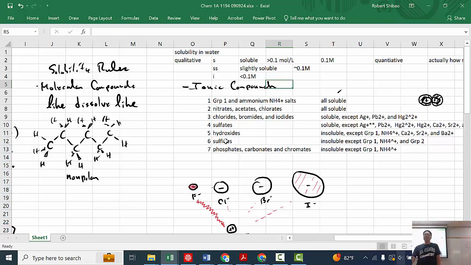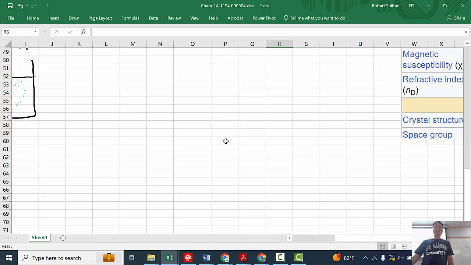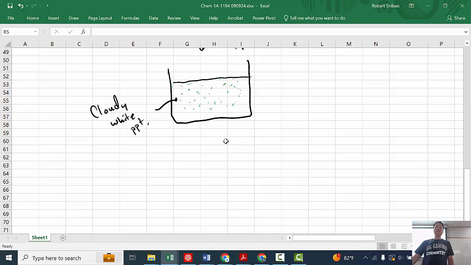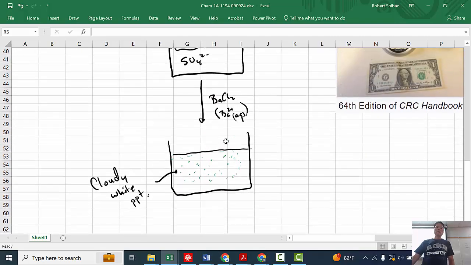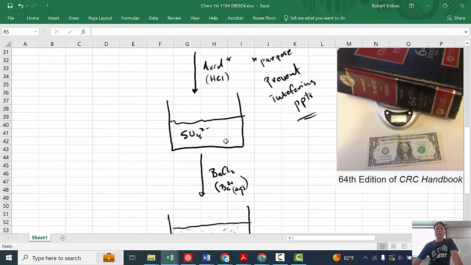So if I have phosphates, carbonates, and chromates present in my unknown, I'm going to precipitate out barium carbonate, barium phosphate, and barium chromate. But to prevent this, I add the HCl. What happens is the HCl will eat up the carbonates, phosphates, and chromates. And it prevents these interfering precipitates from forming.